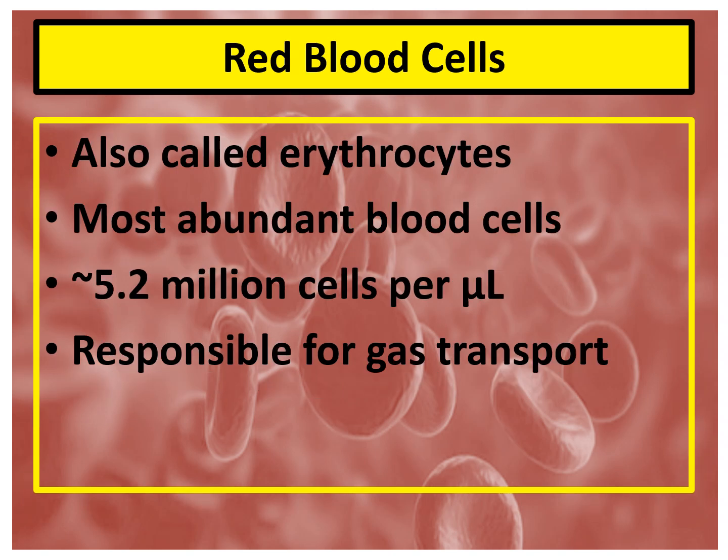The main components, the red blood cells, are also called erythrocytes. These are the most abundant blood cells present in the body. Approximately 5.2 million cells are present per microliter. Red blood cells are very important for the transport of gases. So what gases do we usually talk about in the body? Yes, oxygen and carbon dioxide.